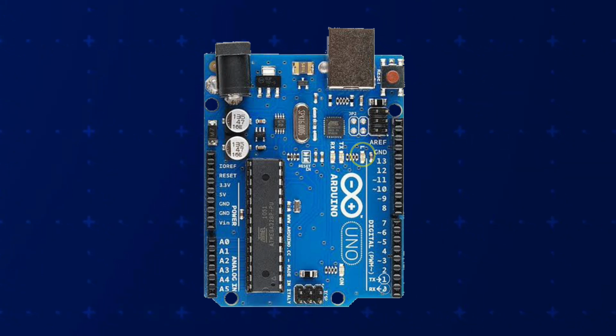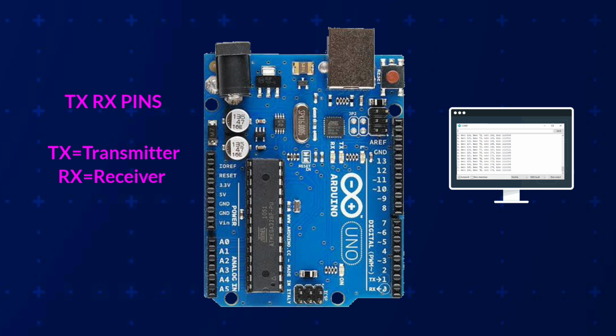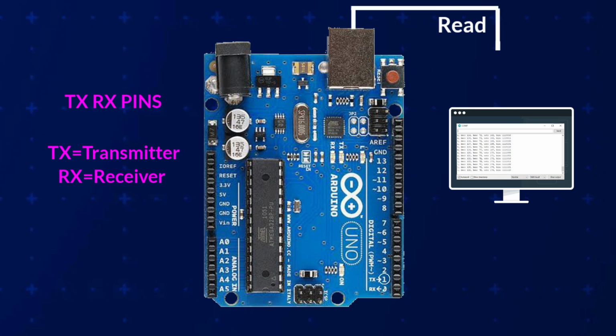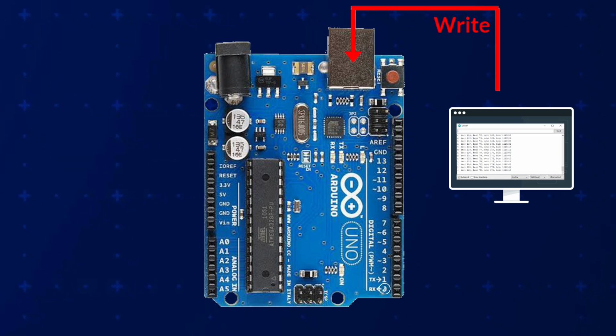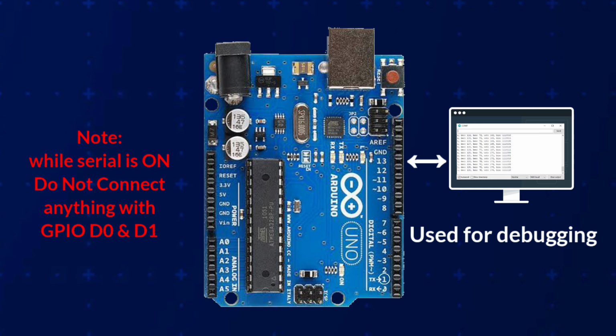There are also two other LEDs which are connected with D0 and D1 pins, which are TX and RX pins. TX means transmitter and RX means receiver. Using these pins on the serial monitor, we can read or write data. The data is ongoing on these two pins between the microcontroller and our PC, which is mainly used for debugging purposes, for checking values.